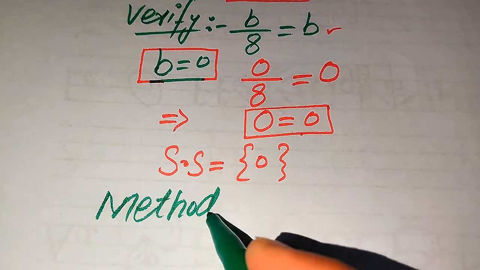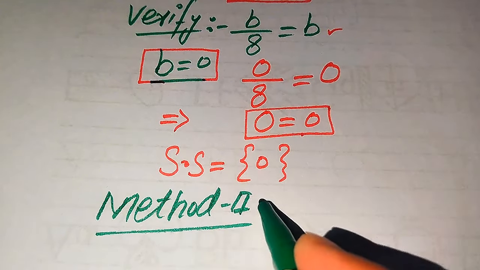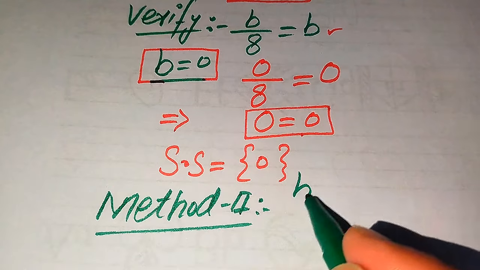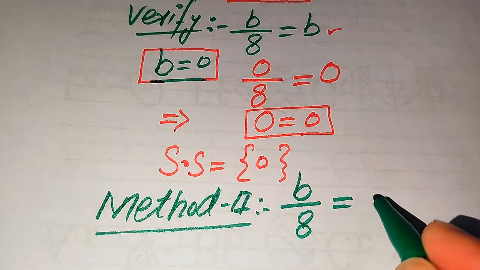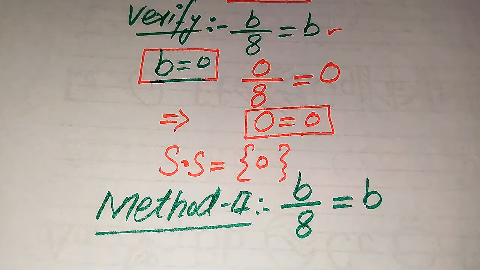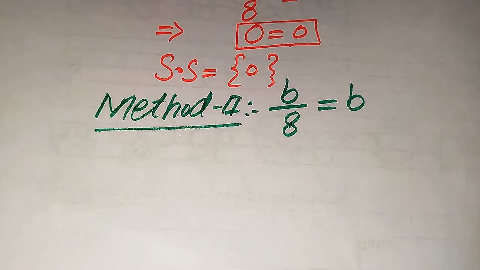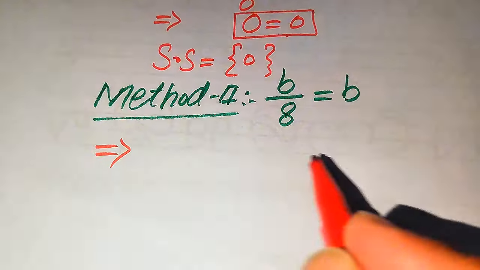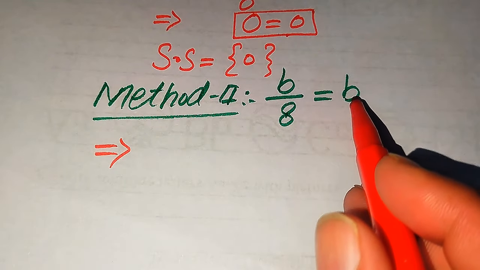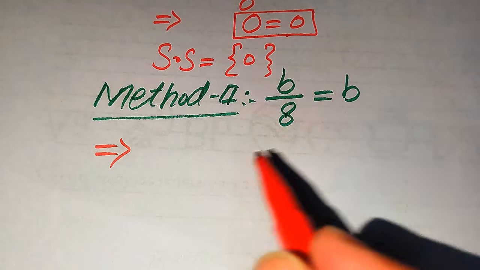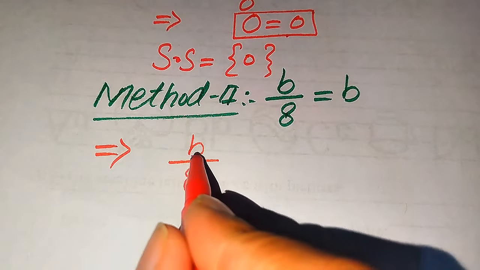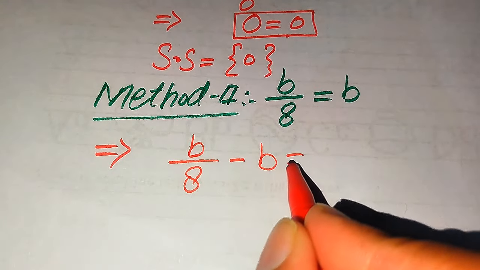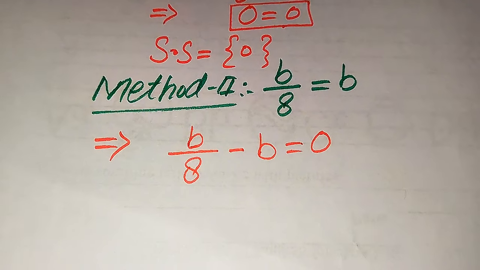In the second method, we need to copy down the given question statement here, and the given question statement is b divided by 8 is equal to b. And in the second method, I can give you another technique in which you can also get the roots of this equation. So I hope you like both of these methods, and in this technique we need to move this b to the left hand side. So this is a positive b. When we move it to the left hand side, it becomes negative b, and this whole equation is equal to 0.